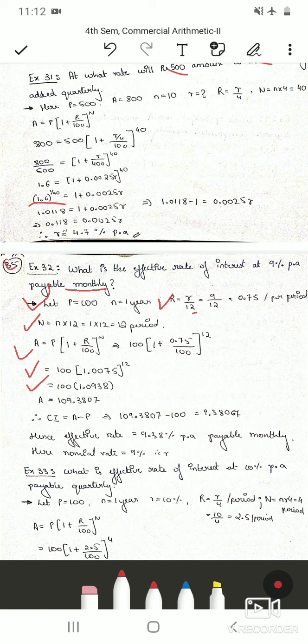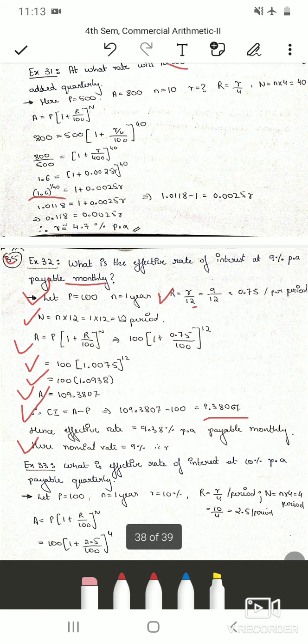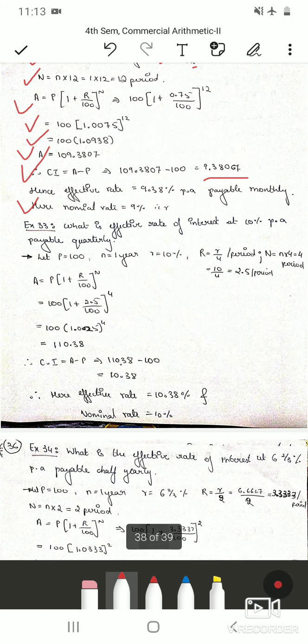So you will get 100 into 1.0938. Therefore the amount is 109.3807. Now we will find compound interest, which is amount minus principal. So we will get 9.38067. So this is our effective rate of interest which is payable monthly, that is 9.38% per annum, and our nominal rate is 9, which is given in the question.